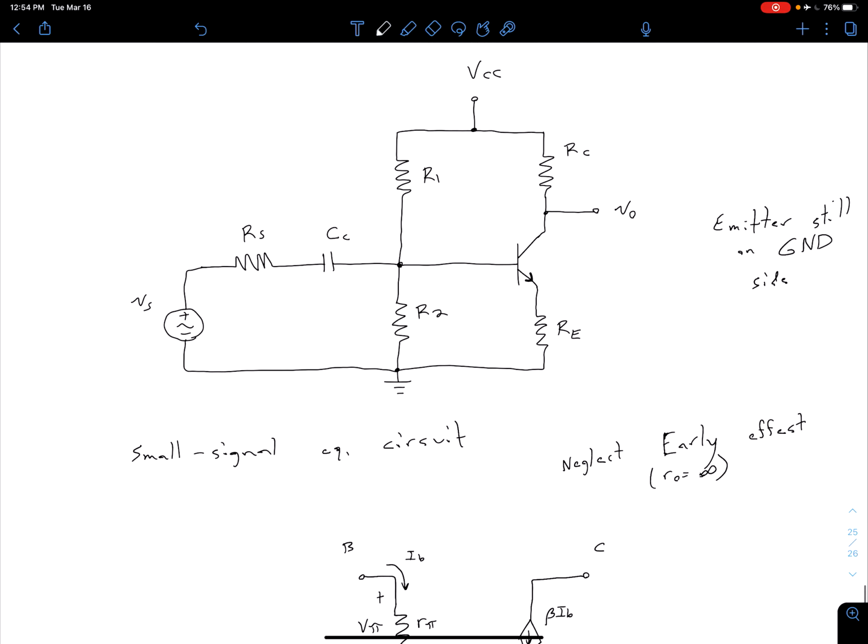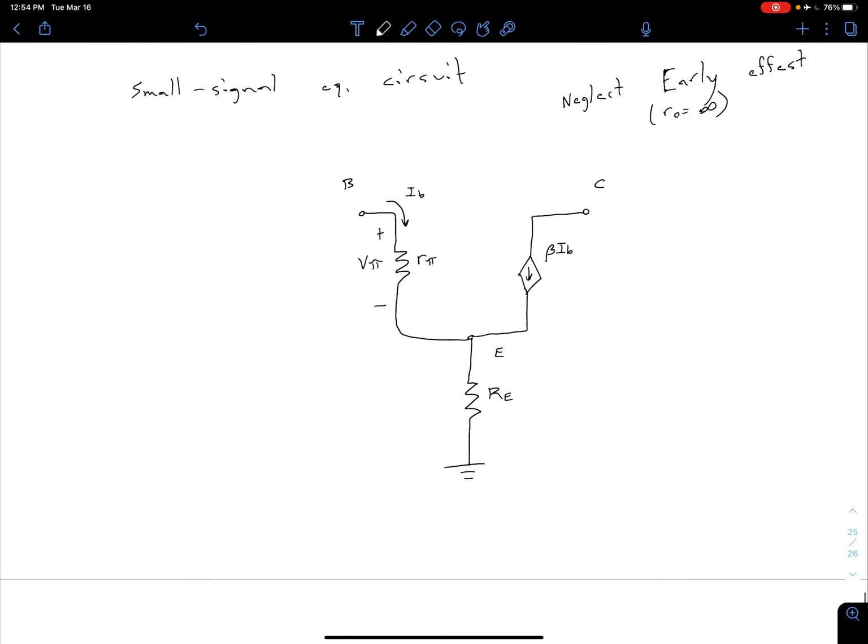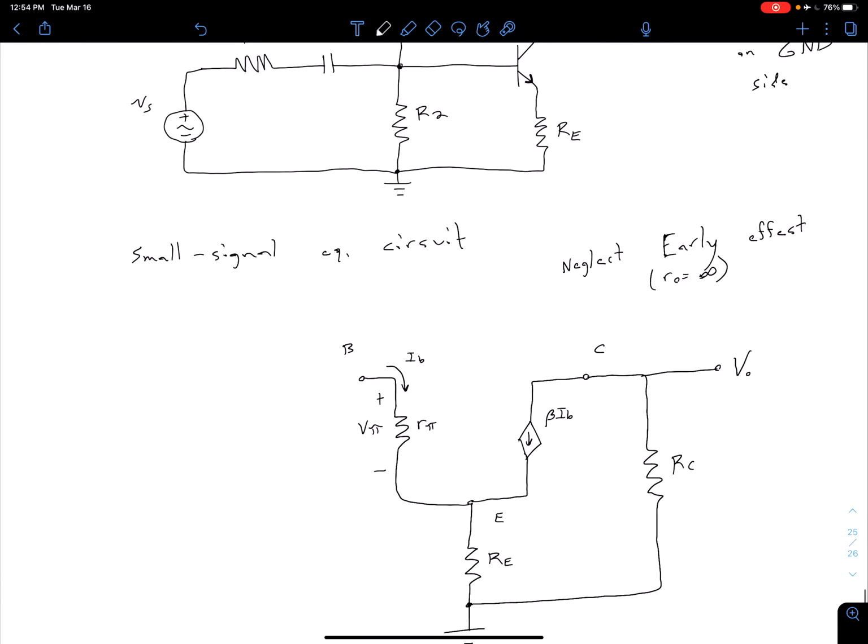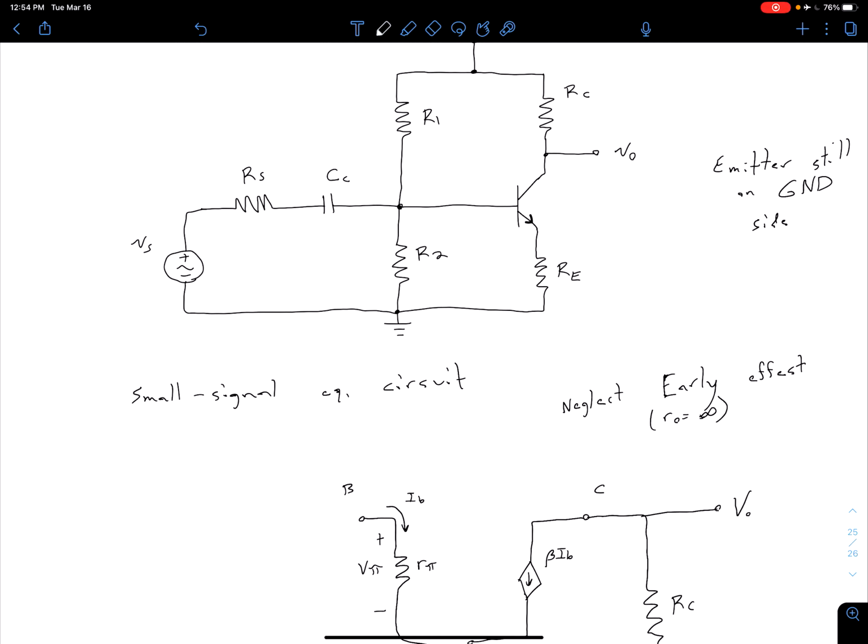Off of our collector, we still have this RC, which is going to our signal ground. So remember, the VCC, we disconnect or deactivate our DC sources, so we treat that like a signal ground. So we have our RC, which is connected between those two points. Our V out is still defined at our collector, so we can come in here and write V out like that.